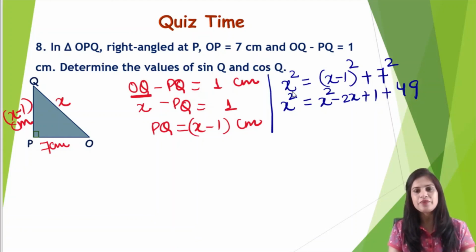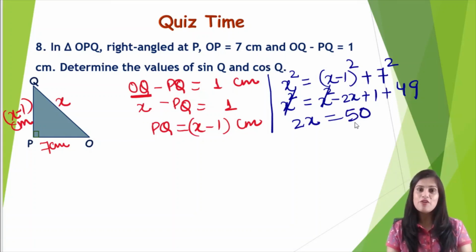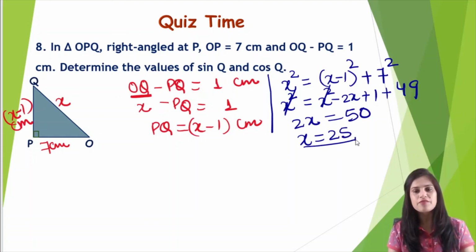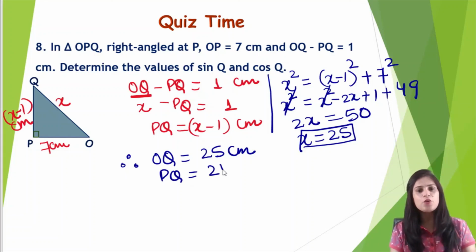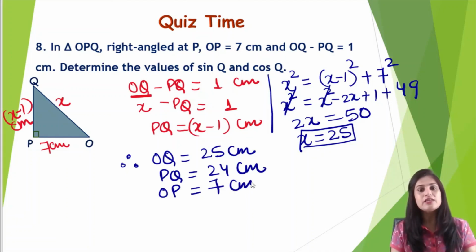X square and x square will get cancelled and we are left with 2x, being transposed to the left hand side, is equal to 1 plus 49, which can be taken as 50. So x is equal to 50 by 2, means 25. So here we have got the value of x. Therefore we can say that OQ is x, means 25 centimeter. And PQ is x minus 1, 25 minus 1, 24 centimeter. And OP was already given in the question as 7 centimeter.